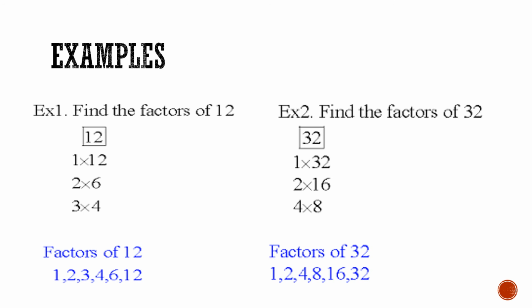Similarly, the next question, find the factors of 32. What are the two numbers which when multiplied give 32? 1 into 32 is equal to 32, 2 into 16 is equal to 32 and 4 into 8 is equal to 32. And if you multiply in the reverse direction, that is the same: 32 into 1, 16 into 2 and 8 into 4. So all these are factors of 32. The factors of 32 are 1, 2, 4, 8, 16 and 32.